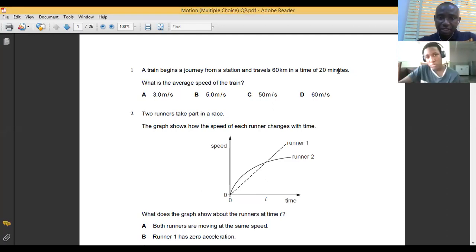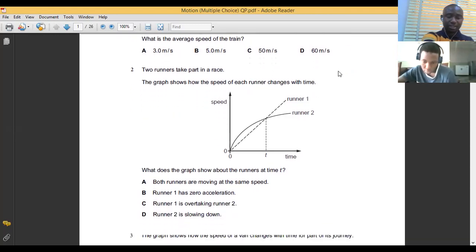A train begins from a station and travels 60 kilometers in a time of 20 minutes. What's the average speed of the train? 50 meters per second. Okay, correct. You got that. All right.